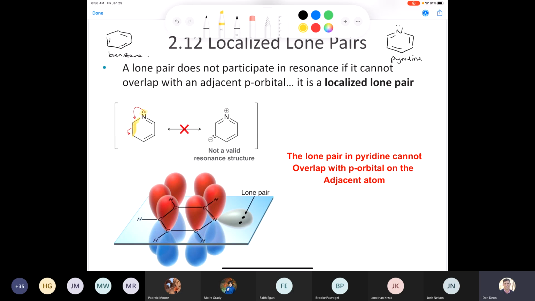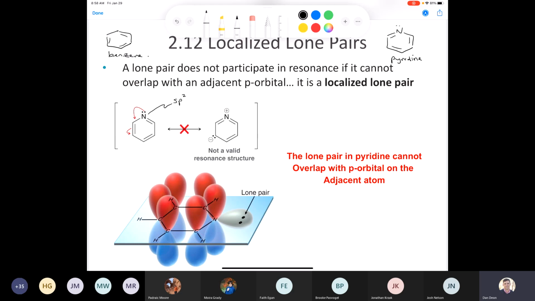Lone pair, single bond, double bond. Bada boom, bada bing, draw the resonance structure. There's a problem with that one, okay? The easy way around it is this. I would say memorize that the nitrogen in pyridine is sp2 hybridized.